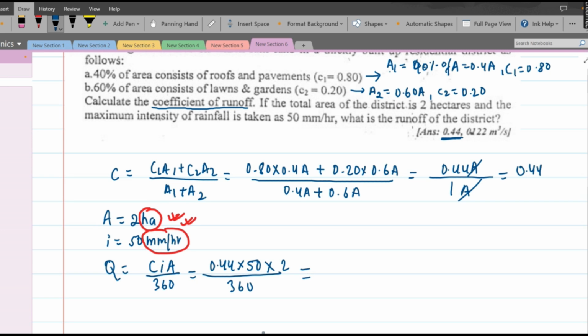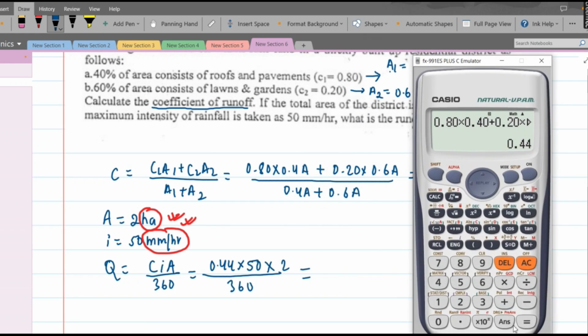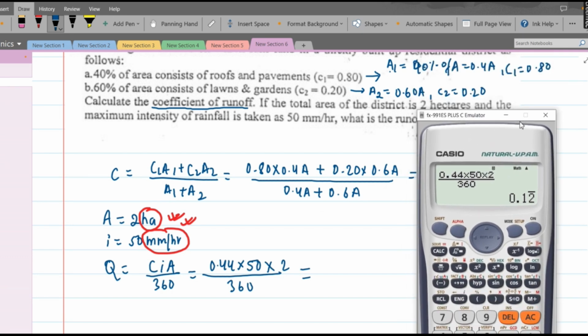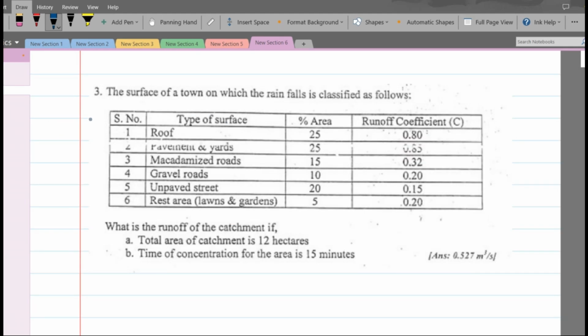Now if you calculate this, 0.44 into 50 into 2, divided by 360, it will be 0.122, right? So our answer will be 0.122 meter cube per second. So that's the answer.